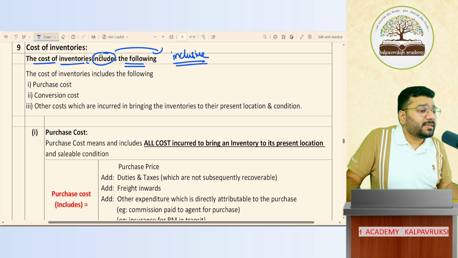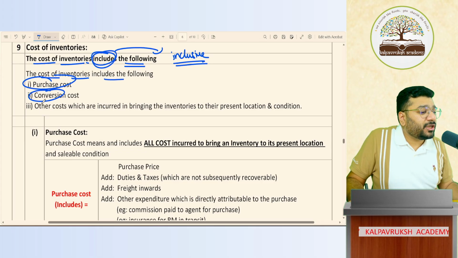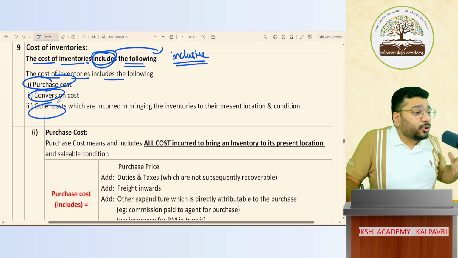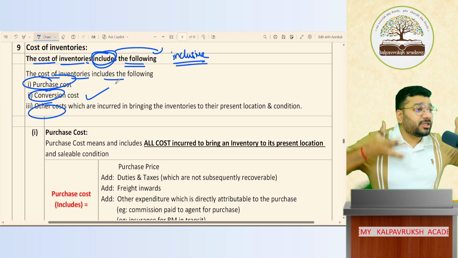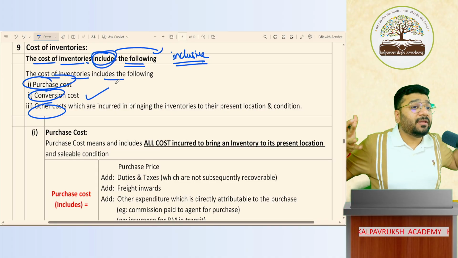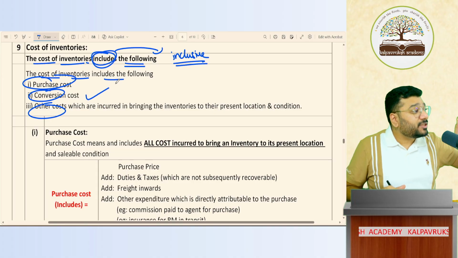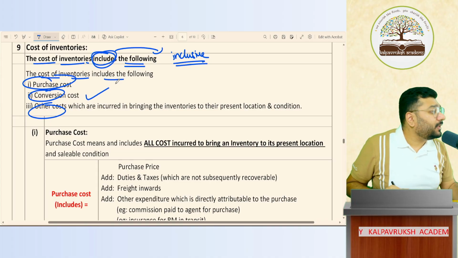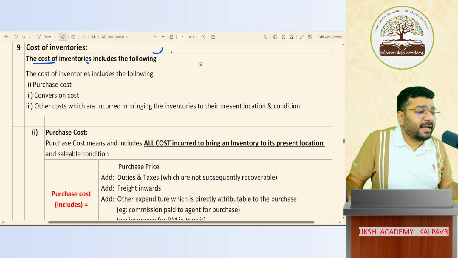So when I say something is an inclusive definition, it means the cost of inventory includes purchase cost, conversion cost, other cost. These are there. Apart from that, if there is anything else of a similar type, you can include that. So inclusive definitions are those definitions which can be further expanded. However, when I say some definition is exhaustive, it means whatever the definition says, that much only is the understanding. Beyond that you cannot expand the meaning further. Got it? Not got it? Okay. So this is an inclusive definition which says that the cost of the inventories includes the following.